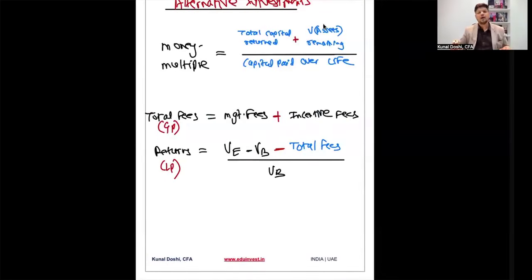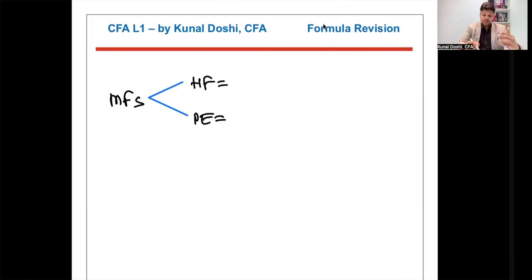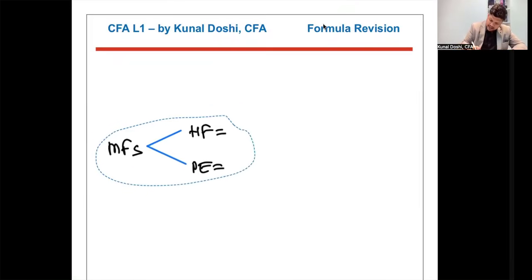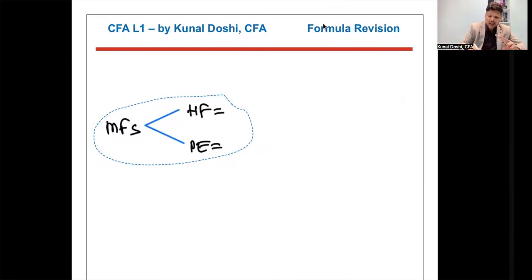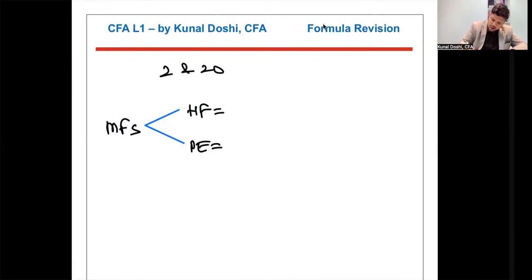Understood? Cool. Now, not a part of the formula, but I will discuss what goes into management fees. Management fee is calculated differently for a hedge fund and for private equity. In a hedge fund, let's assume for simplicity 2 and 20 for our example. Which means what? The management fee is 2%, and 20 is the incentive.